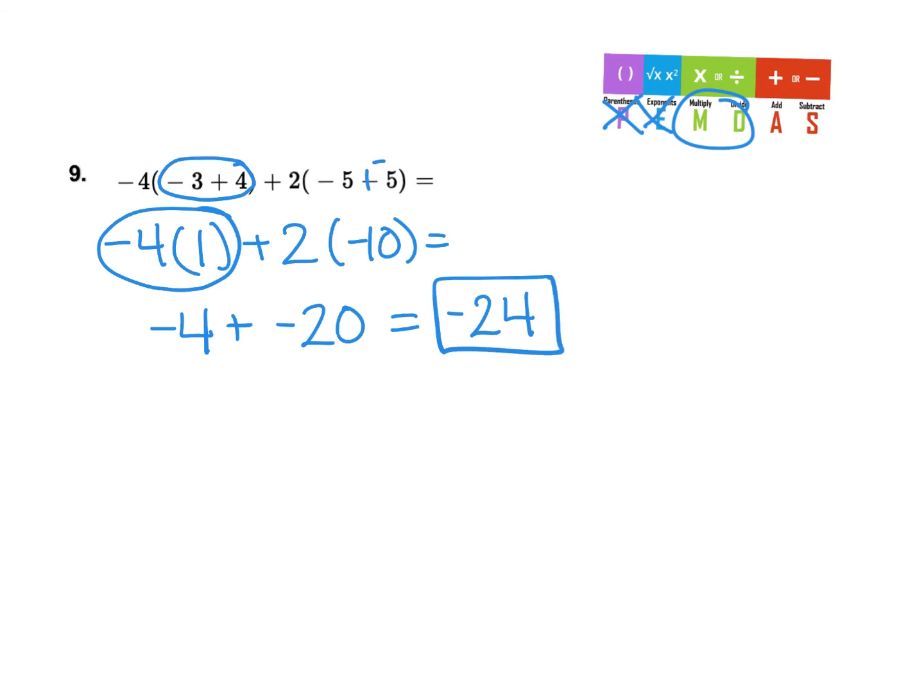So in this lesson, we took a look at how to simplify expressions using the order of operations without a calculator.